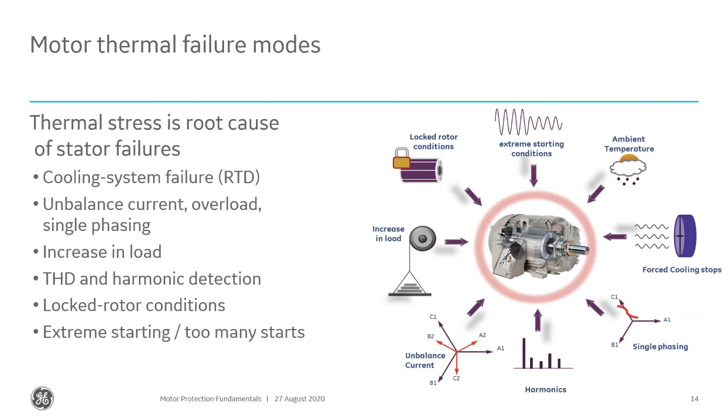And we do this by looking at a thermal model for the motor, and it will take into account things like extreme starting conditions, high ambient temperatures, if you lose your forced cooling, single phasing, harmonics, and unbalanced current. Again, they can produce extra heating in your motor. Also an increase in load, if your process overloads your motor, can cause heating. And then locked rotor conditions will also cause that, equivalent to a starting current running continuously. All these things overheat the motor and can lead to a breakdown in insulation.